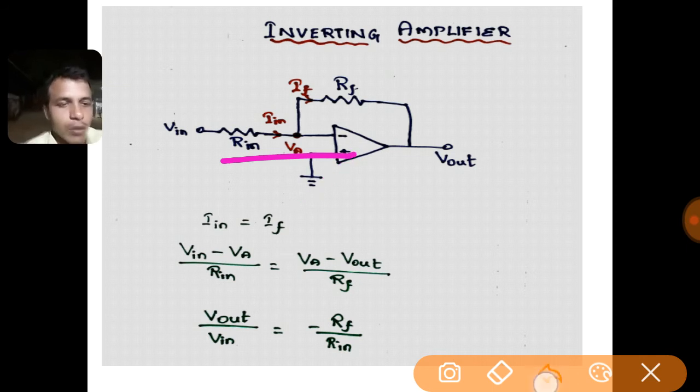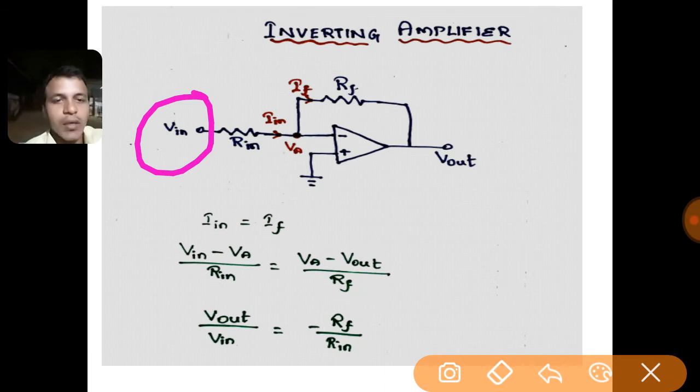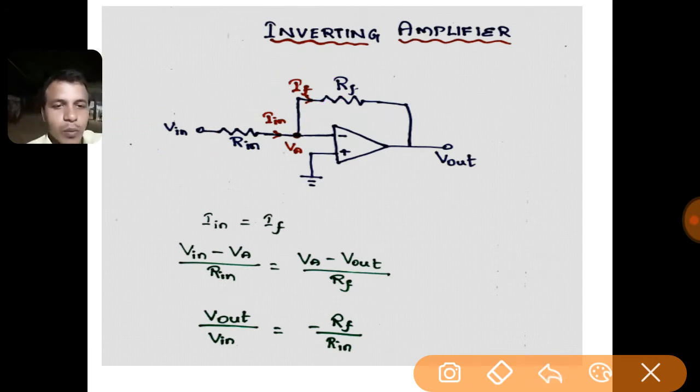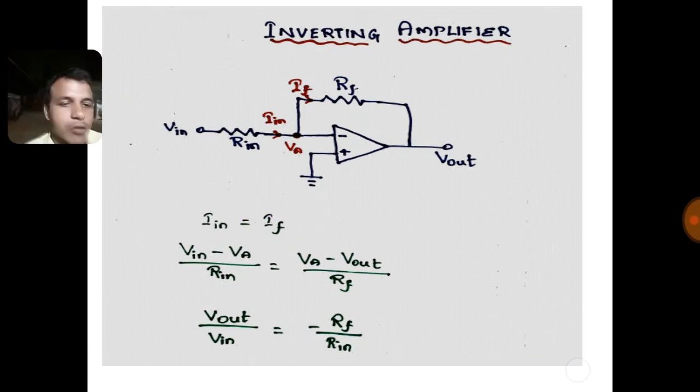So what happens? All the current which is derived by this Vin, the entire current flows through the feedback loop. The name we give for the current that is derived by this input voltage is Iin, and the name for the current flowing through the feedback loop is If. So from this concept we can say that the input current is equal to the feedback current. Iin is equal to If.